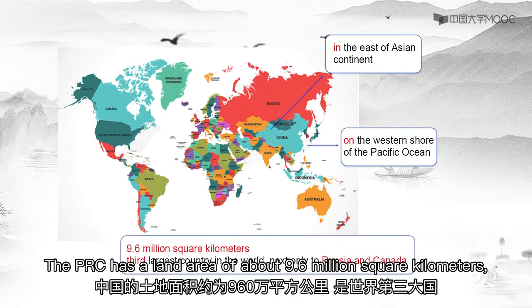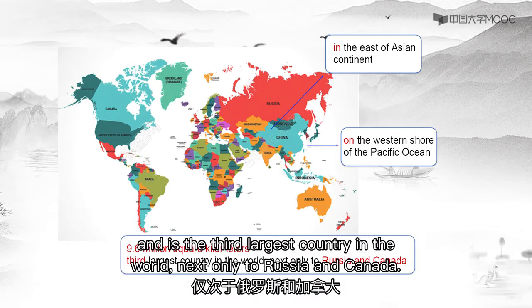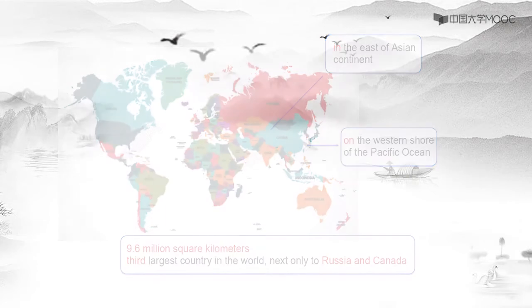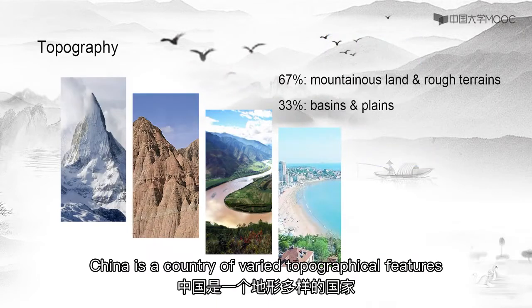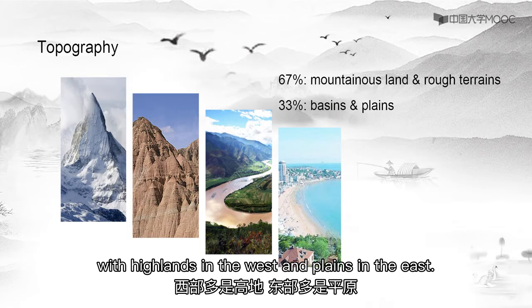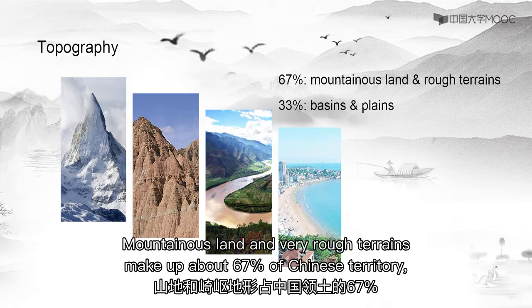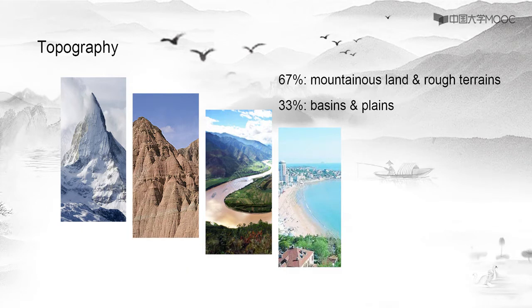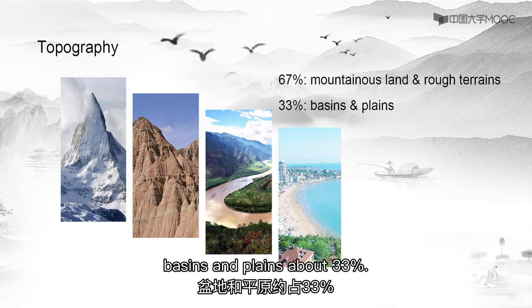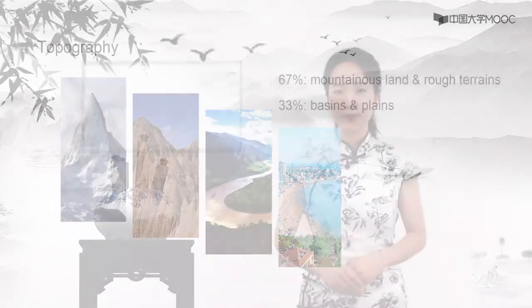The PRC has a land area of about 9.6 million square kilometers and is the third largest country in the world, next only to Russia and Canada. China is a country of varied topographic features with highlands in the west and plains in the east. Mountainous land and very rough terrains make up about 67% of China's territory. Basins and plains, about 33%.